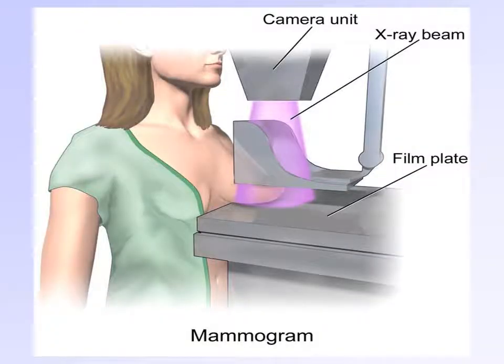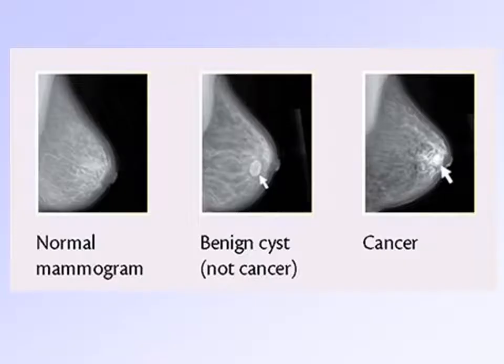And this picture shows how to do the mammogram. And here is the result of a mammogram. On the left we see a picture of a normal mammogram, in the middle we see a picture of a benign cyst without cancer, and on the right there is a picture of a cancerous lesion or suspected cancerous lesion.